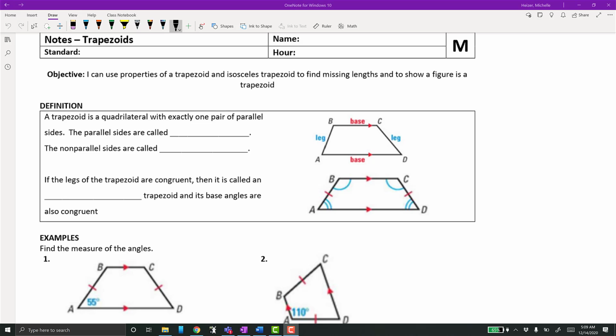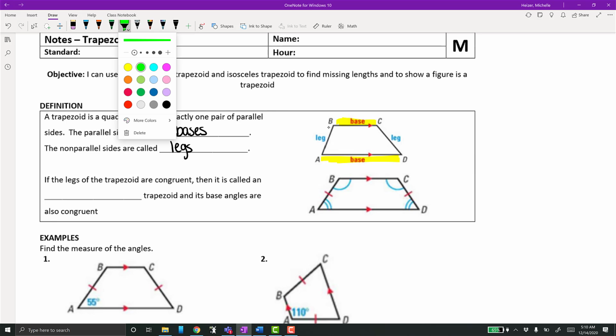So our definitions today: a trapezoid is a quadrilateral with exactly one pair of parallel sides. Those parallel sides are called bases, and the non-parallel sides are called legs. If I look at my trapezoid over here to the left, we have our parallel base and the other base, and then our legs are the ones that are not parallel.